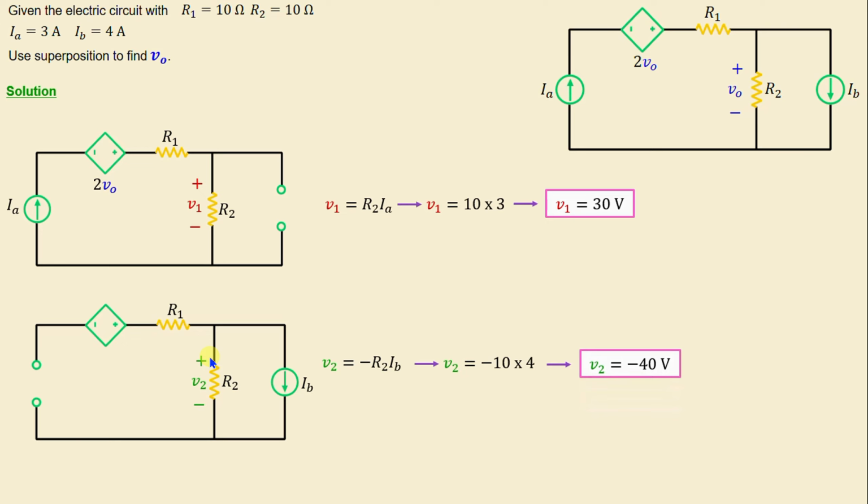After completing the analysis for each independent source while treating the other as turned off, the subsequent step is to combine the results algebraically. This process enables us to determine the overall circuit response. That means VO is equal to V1 plus V2, and if we replace V1 and V2 with their numerical values, we obtain finally VO, the voltage across the resistor R2, is equal to negative 10 volt.